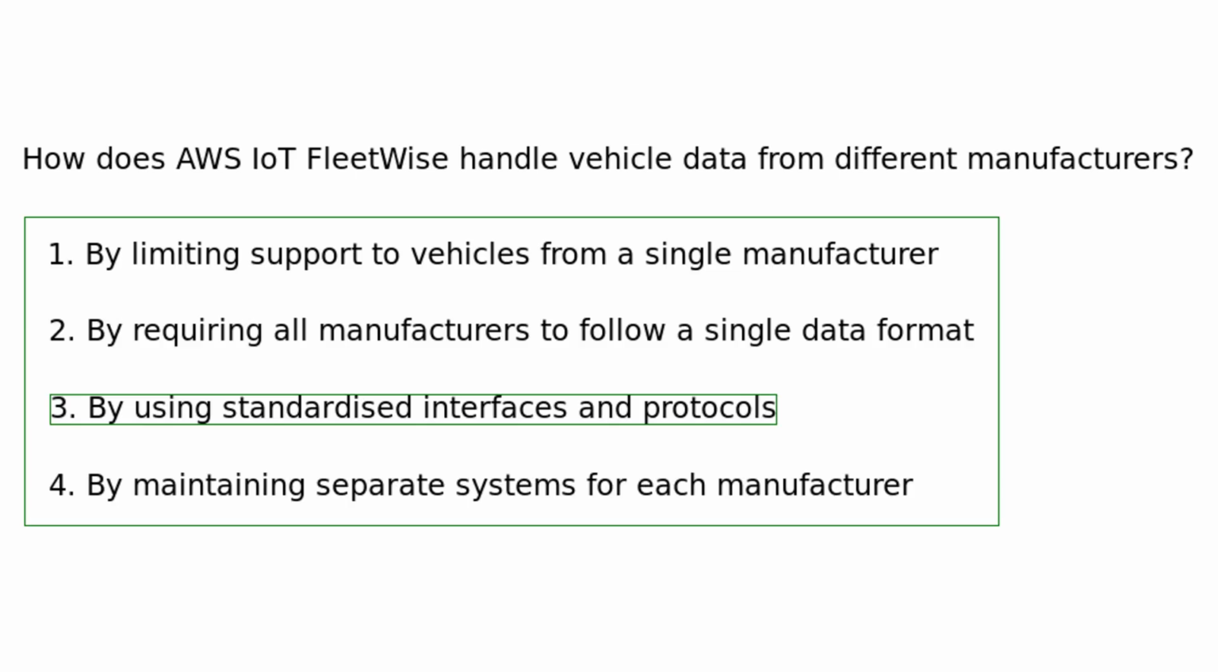AWS IoT FleetWise handles data from different manufacturers by using standardized interfaces and protocols, allowing it to work with a diverse range of vehicles regardless of the manufacturer.